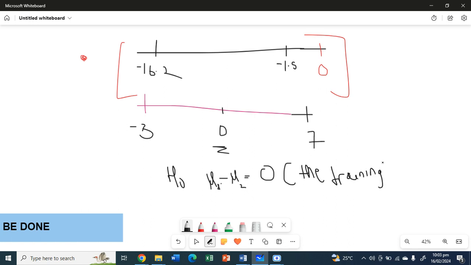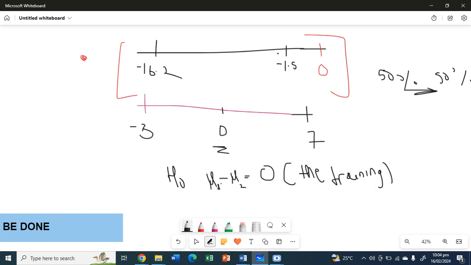Think of it like this. You get your average score in a test before tuitions. Maybe before tuitions, your average score in a test is 50%. Then after you do tuitions, you write a test and you get another 50%. It means the tuitions are not effective, right? Because you're still on the same level. So in this case it's for the training.